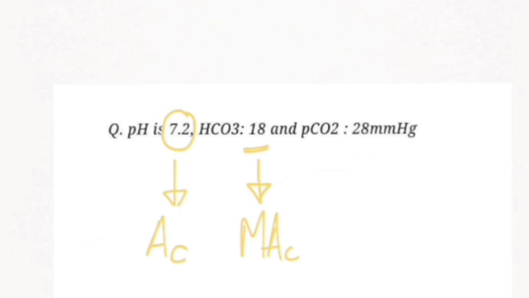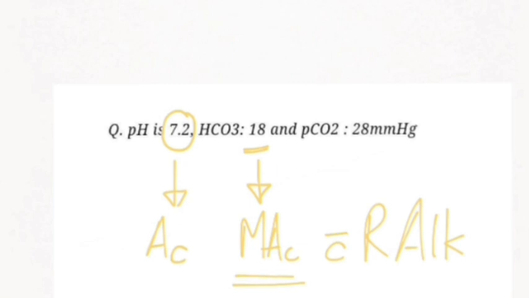Now the expected PCO2 is 33 and the observed PCO2 is 28. Since the expected PCO2 is more than the observed PCO2, which means the observed PCO2 is lesser than the expected PCO2. Observed is less, which means pH is inversely proportional, that is pH is more, which means metabolic acidosis with respiratory alkalosis.